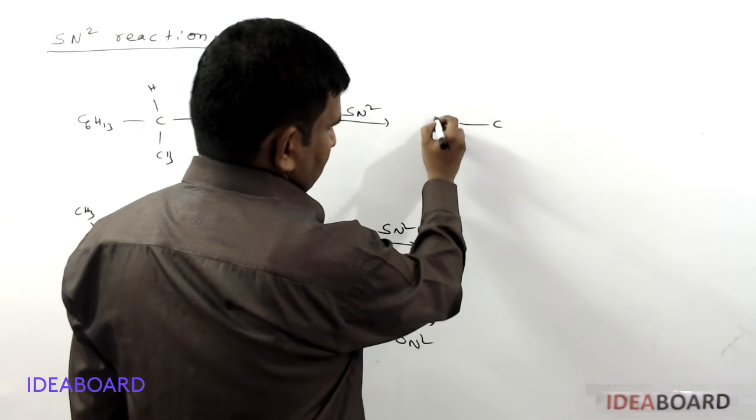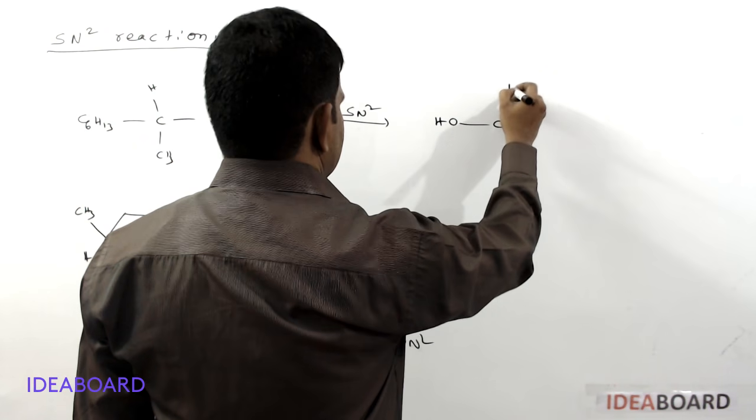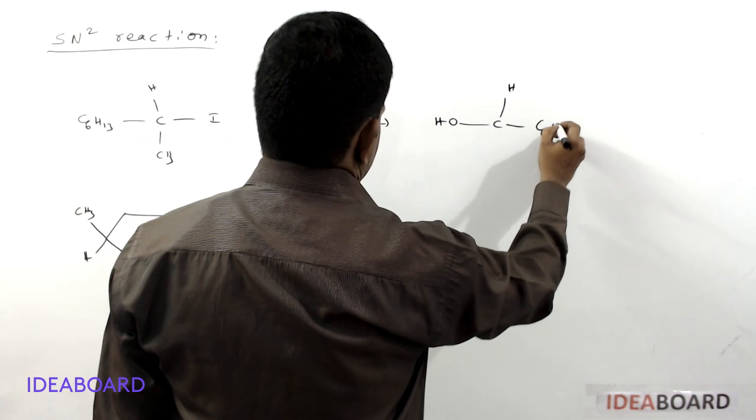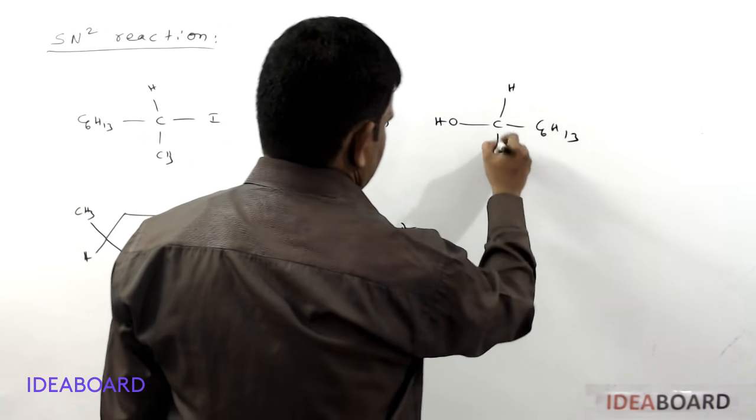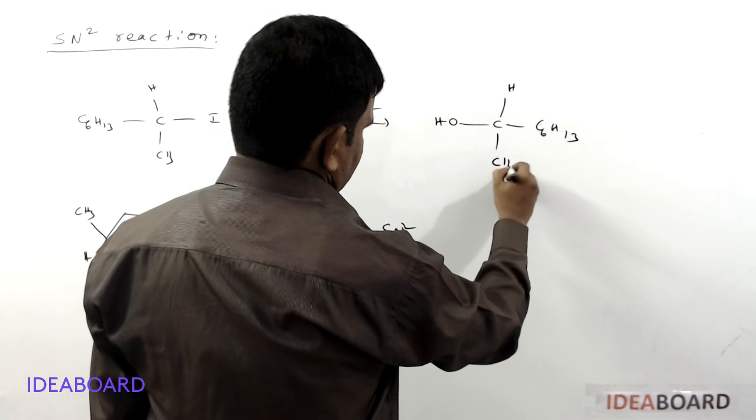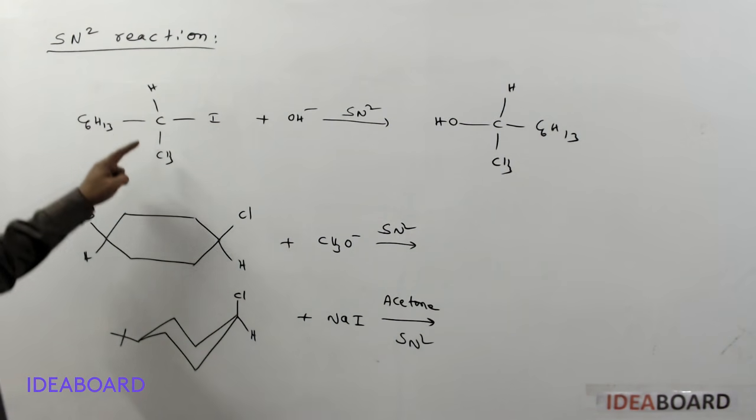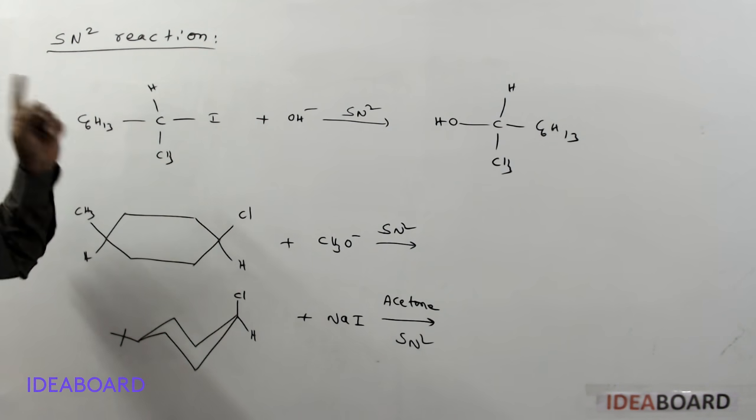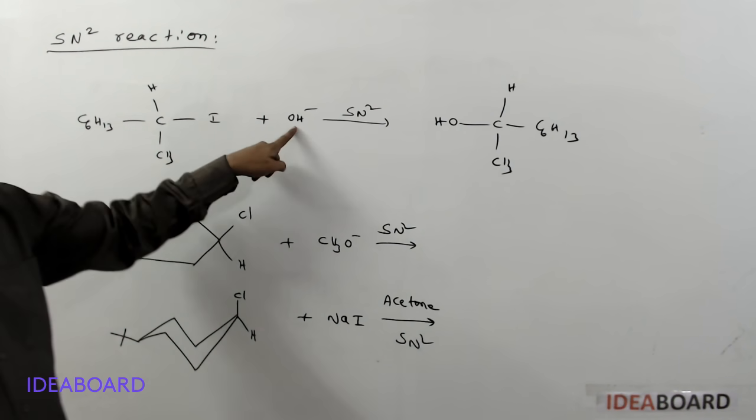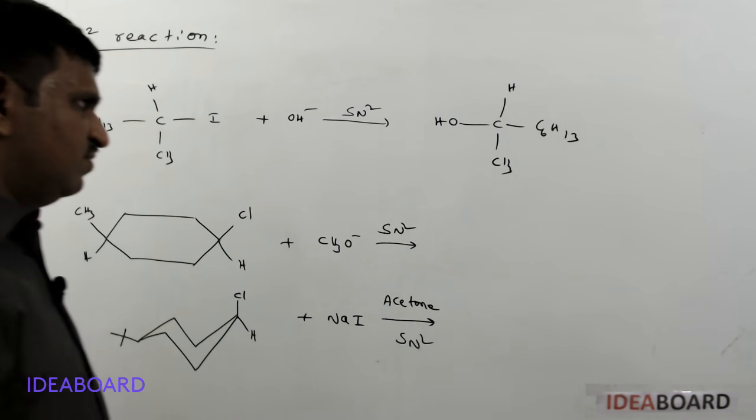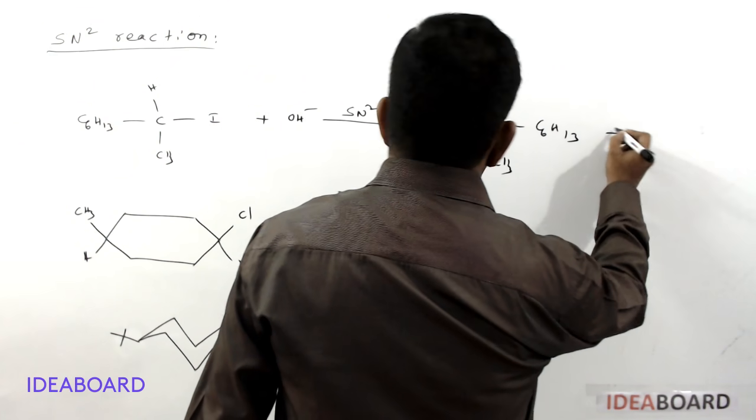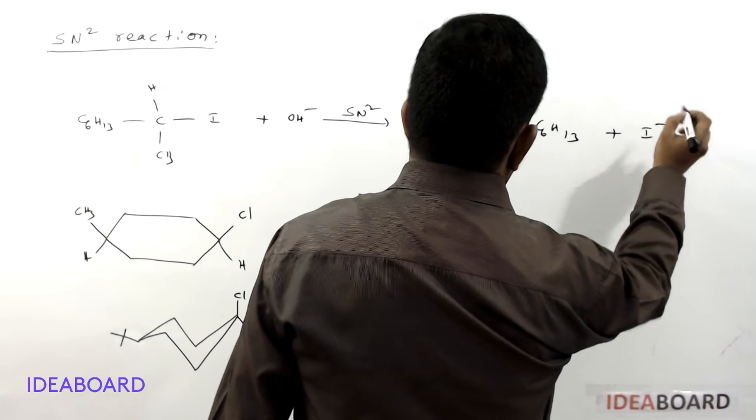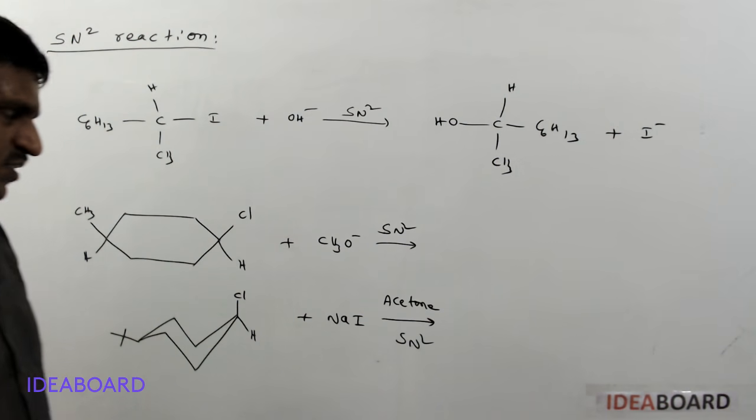So on this side we will get OH, and here H is formed, here C6H13, and here it is CH3. This is not a tertiary alkyl halide, it is a secondary alkyl halide. Secondary alkyl halides also undergo the SN2 mechanism in the presence of a strong nucleophile, forming OH, where I minus is replaced by OH minus, so I minus is released.